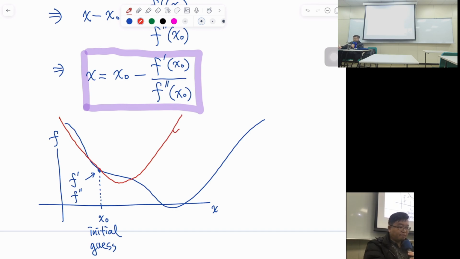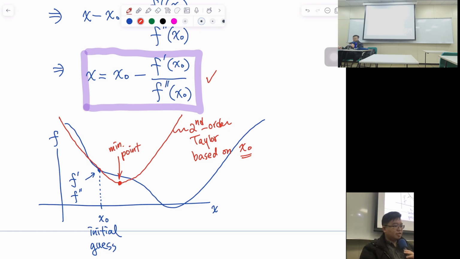Then you will make one approximation based on these two pieces of information, and the approximated function may look like this. This will be the second order Taylor approximation at x0, right? Then you will apply the equation right here. You will then determine the extreme point. This is basically the minimum point. But that's only the minimum point of that second order Taylor expansion.